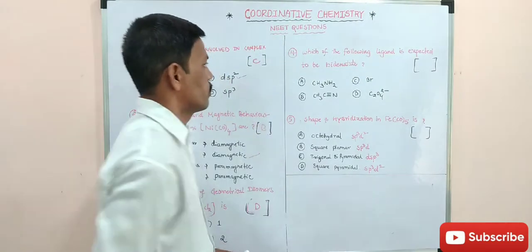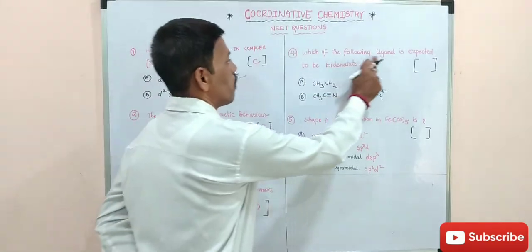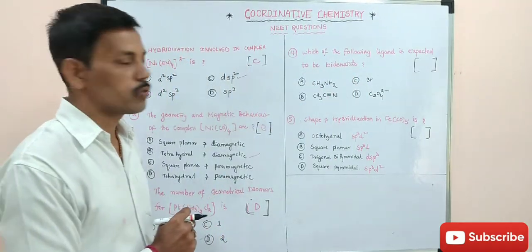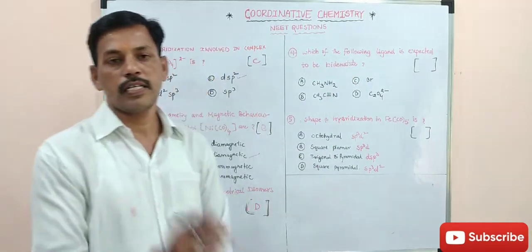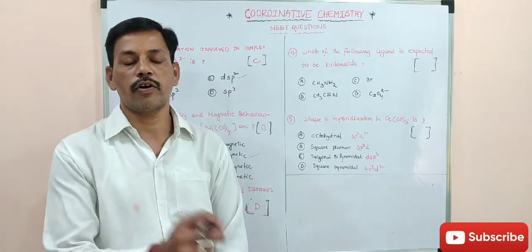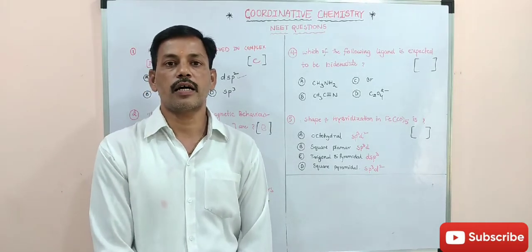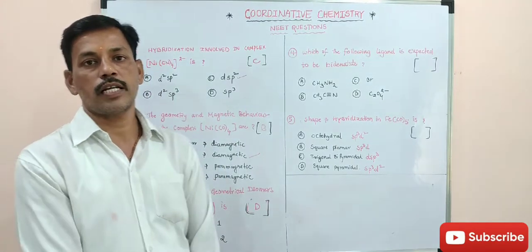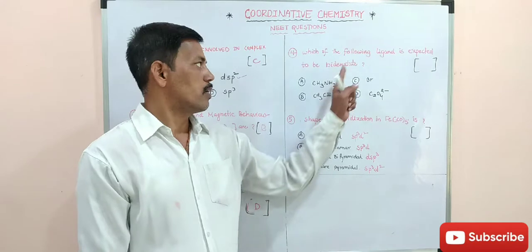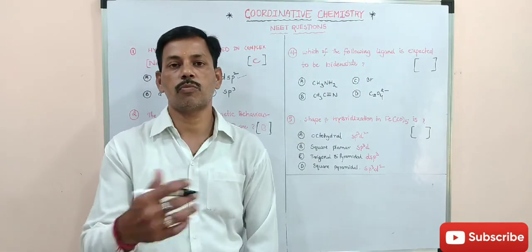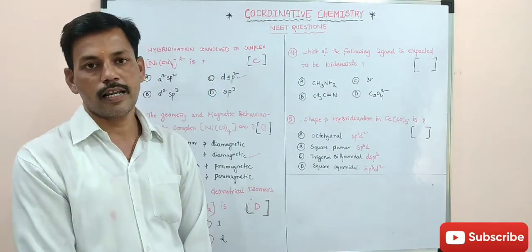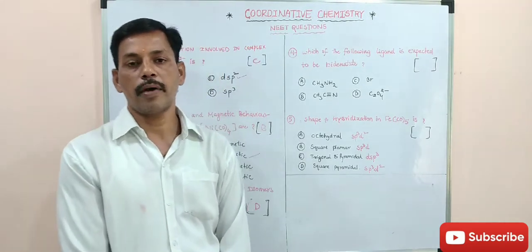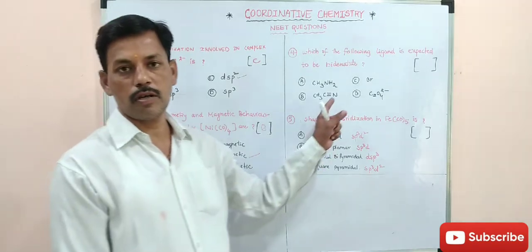Okay, fourth one. Which of the following ligands is expected to be a bidentate ligand? In Werner's theory, we discussed ligands. What do you mean by ligand? Ligands are electron donors. They donate electrons to the central metal atom. Ligands are of several types: monodentate ligands, bidentate ligands, polydentate ligands, and ambident ligands. So these are the types of ligands.